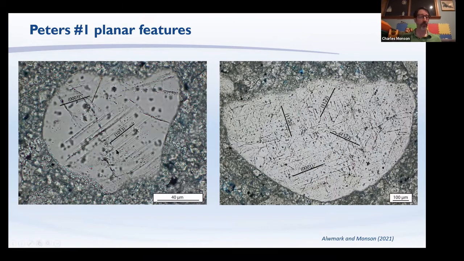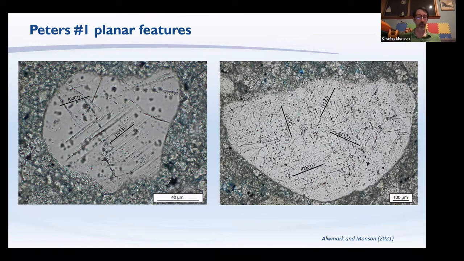We actually just had a poster at the Lunar and Planetary Science Conference earlier this year, with a couple of images from here, where he's highlighted some of the different sets of PDFs and planar fractures. The numbers in brackets indicate the crystallographic axis that the different orientations correspond to. He went through and looked at a whole bunch of grains and tallied up specifics.